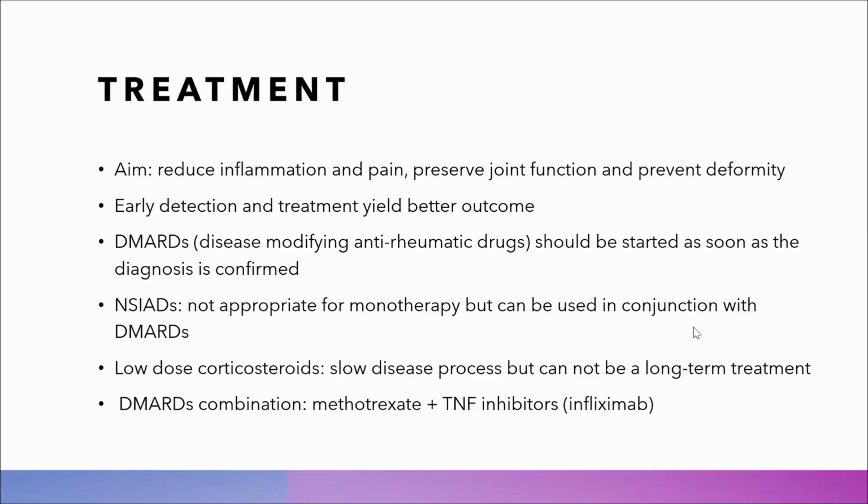Again, NSAIDs alone are not appropriate. They can be added to the DMARD, but DMARD is your key. Corticosteroids, again, on and off, they can be added for flare pain and so on. They do help with slowing disease, but we cannot keep the patient on them for long-term treatment, so they are added on. We can also add TNF inhibitors plus methotrexate. This is a good combination at the moment.